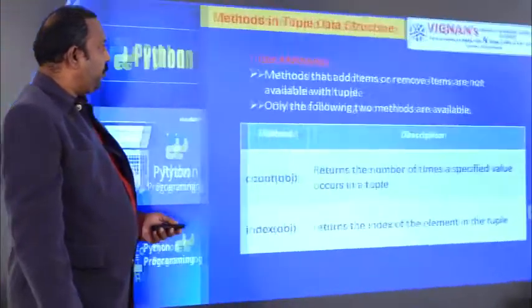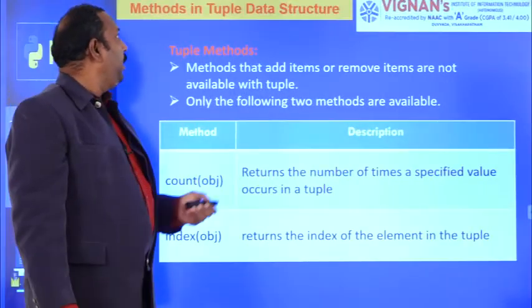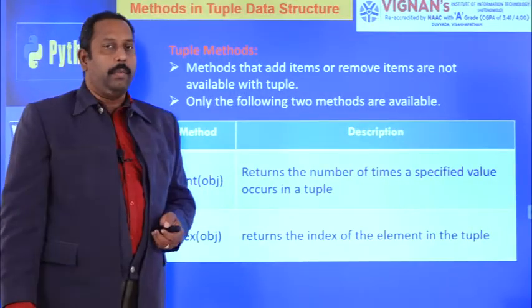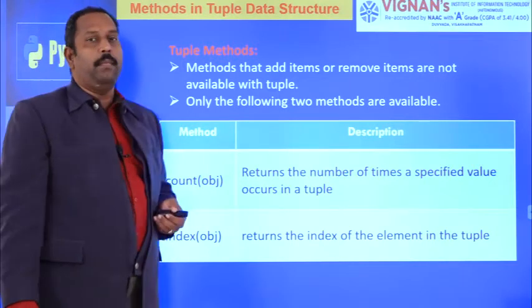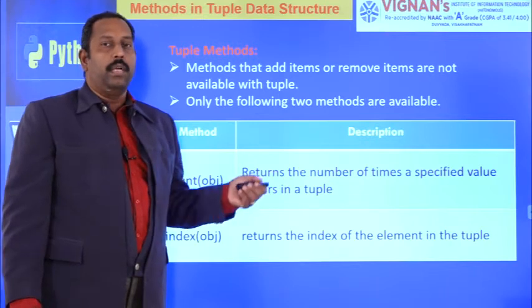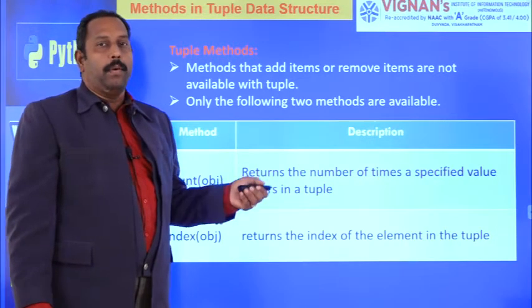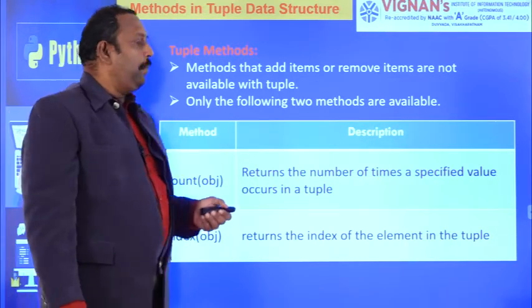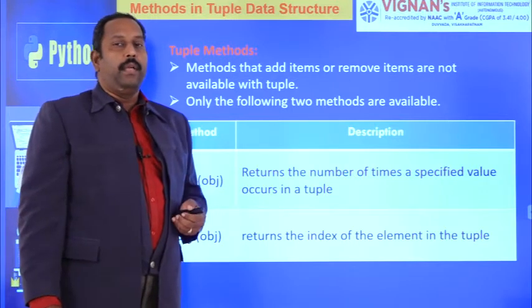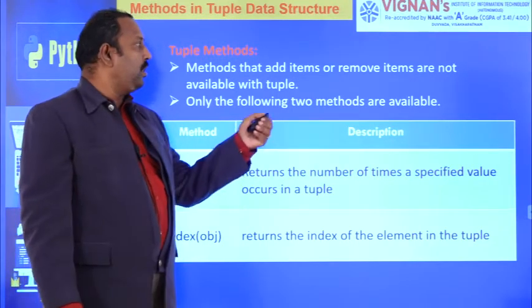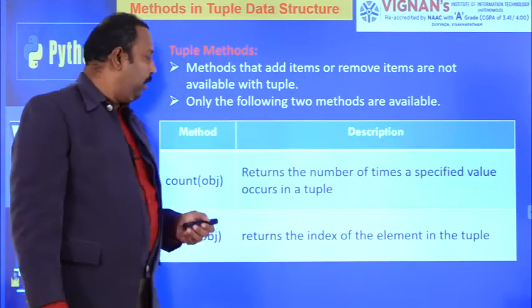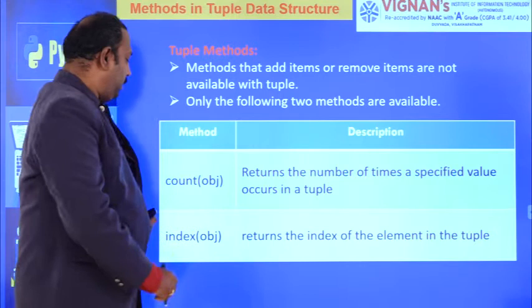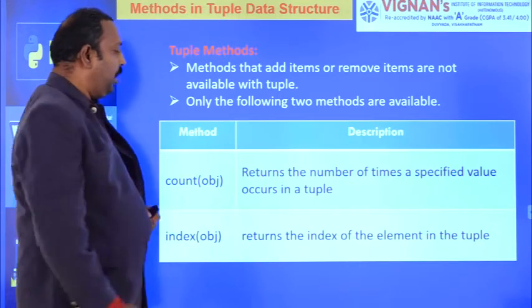And next, what are the methods available in the tuple data structure? Methods like add item and remove item are not available in tuple. Why? Because tuple is immutable. That means we cannot change the tuple elements. That's why insertion and deletion are not possible. Only the following two methods are available. One is called count, the second one is called index.